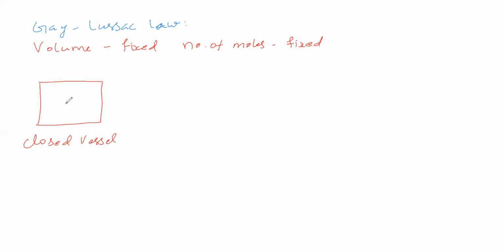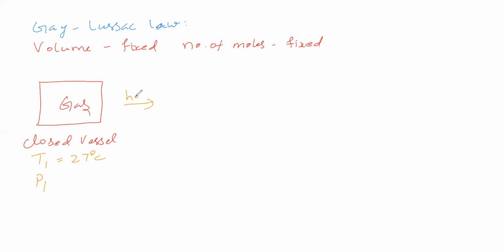Before closing, take gas in the vessel, and close it. Since it is closed, the number of moles is also fixed. Now we will see. The gas has some temperature, which we take as, suppose, 27 degrees Celsius. It is exerting some pressure, which we will take as P1. This gas is at a certain temperature, which we will take as T1.